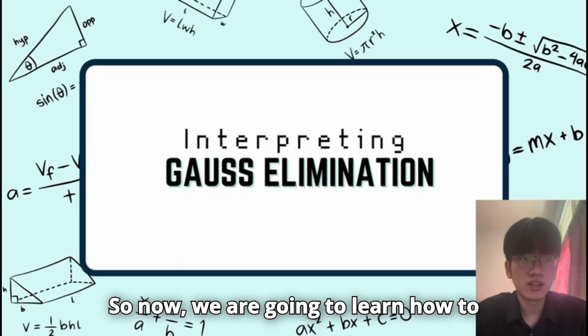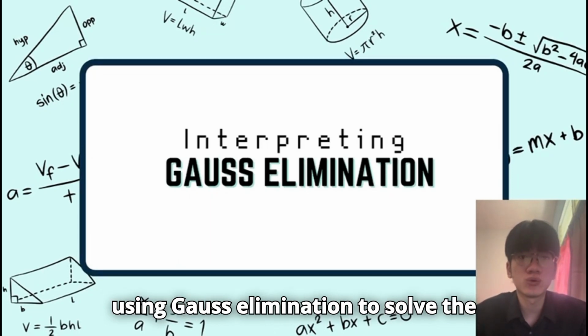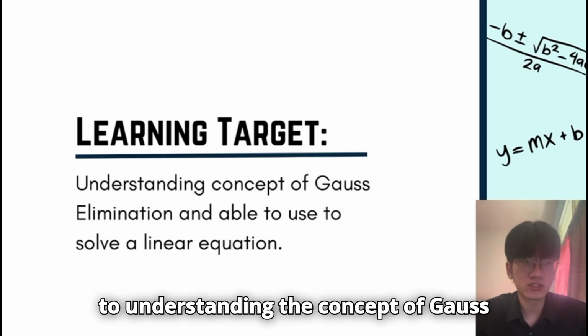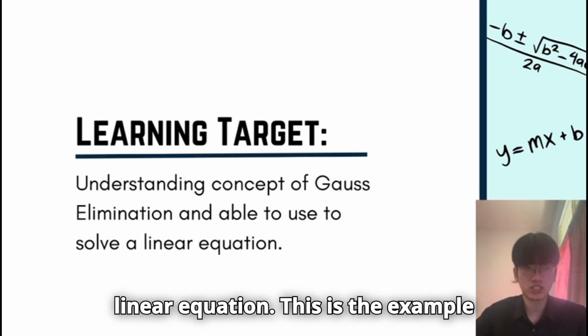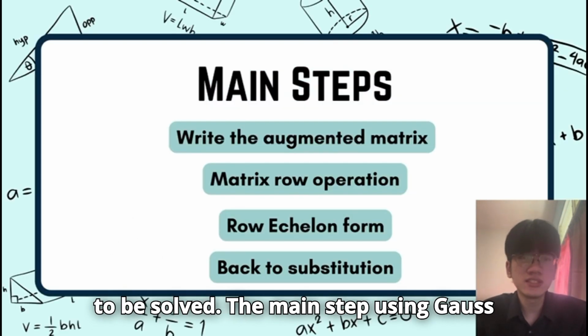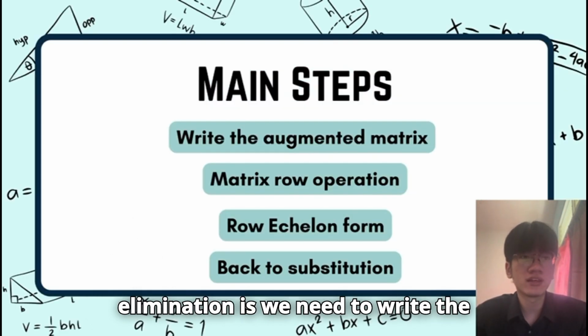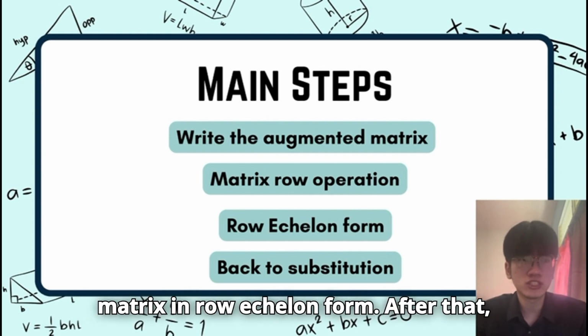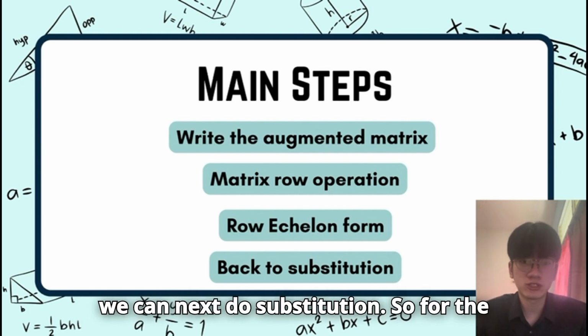Now we are going to learn how to use Gauss elimination to solve linear equations. By this we are going to understand the concept of Gauss elimination and be able to use it to solve linear equations. This is the example question, which is the equations we need to solve. The main step in Gauss elimination is to write the augmented matrix first, and do matrix row operations to make sure the matrix is in row echelon form. After that we can do substitution.